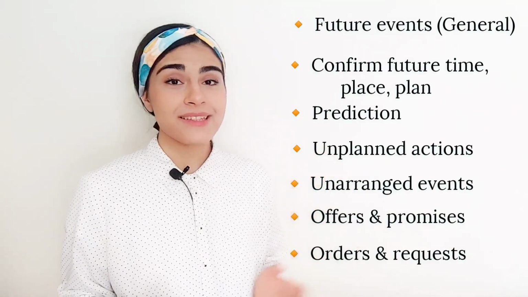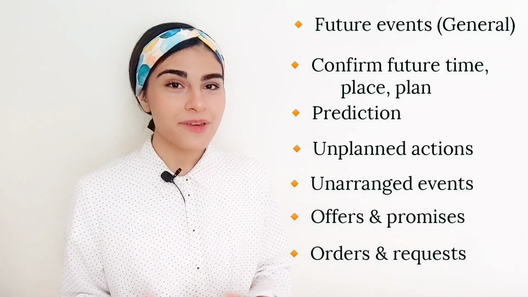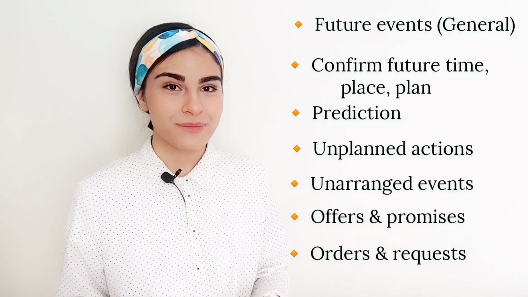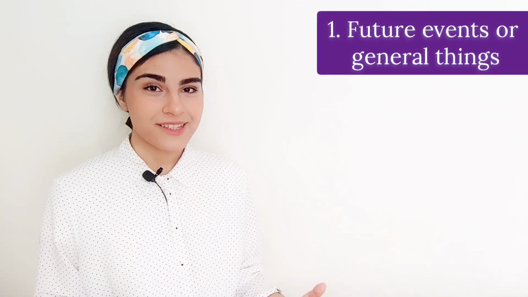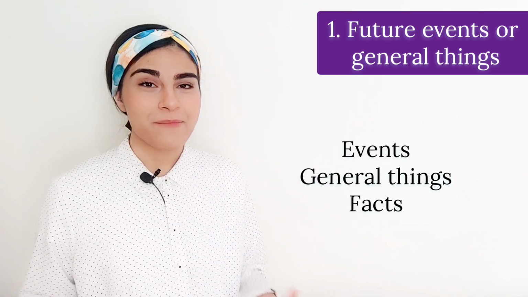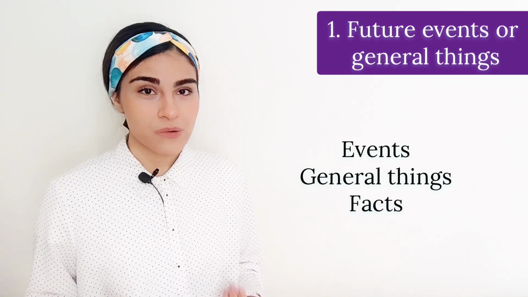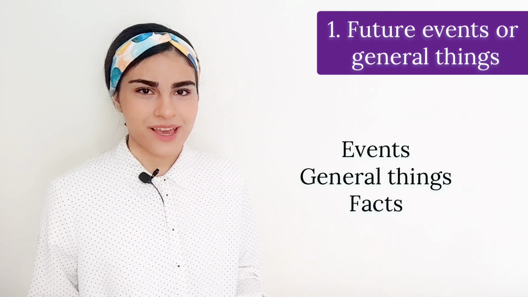Will is obviously one of the most common tenses in English because it has many uses and we use it in many different situations. These are many uses that will is used in English, and I'm going to tell you about all of them. We use will when we want to talk about future events or facts that are not personal. They are not necessarily about me or what I want to do in the future. They are more about events and general things.